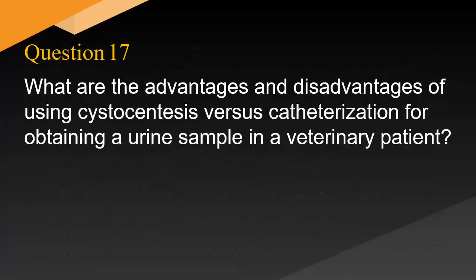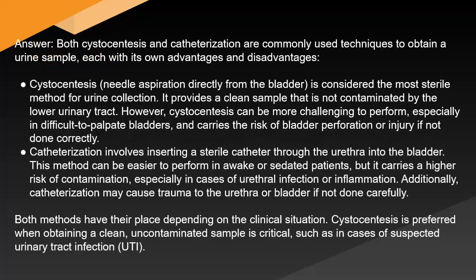What are the advantages and disadvantages of using cystocentesis versus catheterization for obtaining a urine sample in a veterinary patient? Answer: Both cystocentesis and catheterization are commonly used techniques to obtain a urine sample, each with its own advantages and disadvantages. Cystocentesis, needle aspiration directly from the bladder, is considered the most sterile method for urine collection.